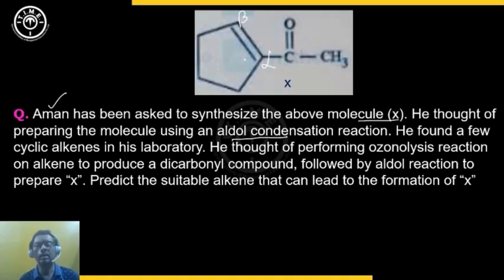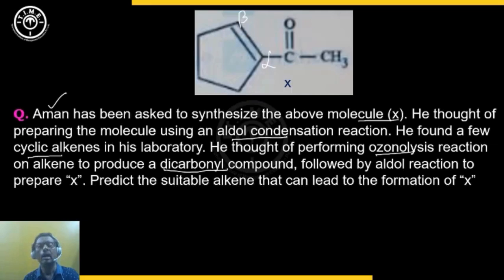To get this aldol condensation done, we need a dicarbonyl compound, right? So he found cyclic alkenes in his lab, and then he wanted to perform a reductive ozonolysis reaction, which will give us a dicarbonyl compound, followed by aldol reaction to prepare X. Now you have to predict the suitable alkene that can lead to the formation of this. So shall we put the structure in the next slide, slightly bigger.